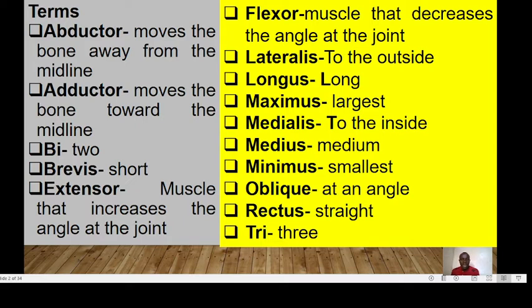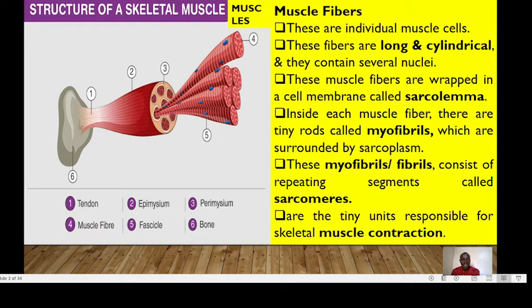Lateralis means to the outside part. Longus means long. Maximus is the largest. Medialis is to the inside of the body. The medius is the medium. Minimus is the smallest. Oblique means at an angle. Rectus is straight, and tri is 3.